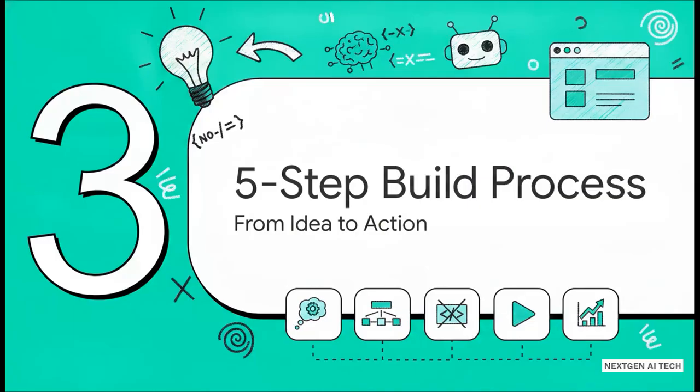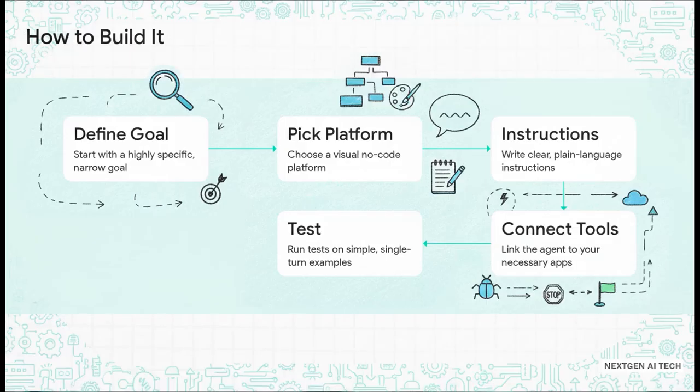Okay, section 3. Let's get into the 5-step build process from idea to action. Now for the really fun part. Let's conceptually build your own digital employee, again, without writing a single line of code. Our roadmap is simple but incredibly powerful. We're going to define one highly specific goal, pick a visual, no-code platform, write clear instructions for the agent's behavior, connect the apps it needs to actually do the job, and finally, test it thoroughly.